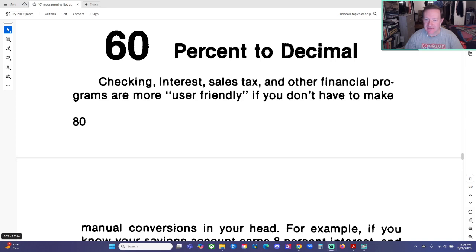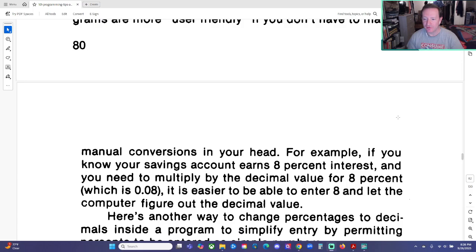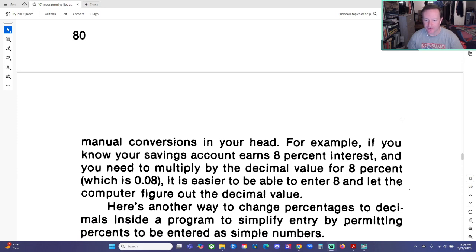Okay, program number 60, percent to decimal. Checking, interest, sales tax, and other financial programs are more, quote, user-friendly if you don't have to make manual conversions in your head. For example, if you know your savings account earns 8% interest, and you need to multiply by the decimal value for 8%, which is 0.08, it is easier to be able to enter 8 and let the computer figure out the decimal value.